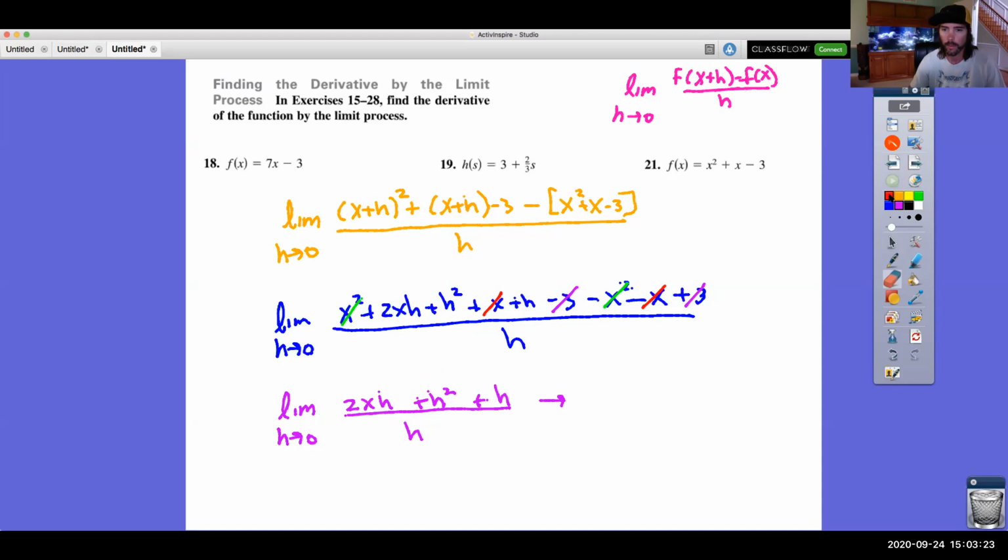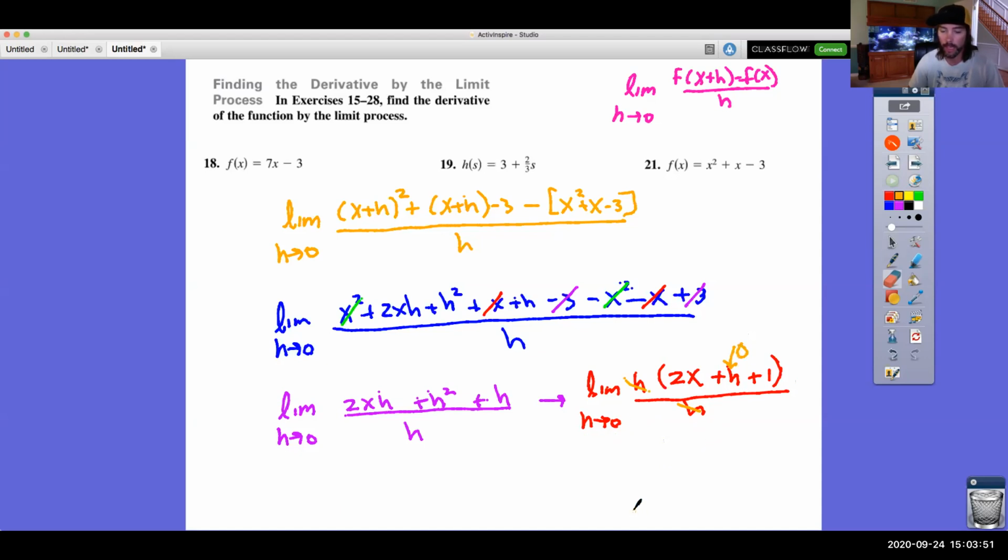So that is going to become limit as h goes to 0, factoring out the h. You're left with the 2x. You're left with 1h plus 1 over h. Cancel out your h's. Gone. I'm going to go ahead and evaluate on this same step. I'm going to plug in that 0.